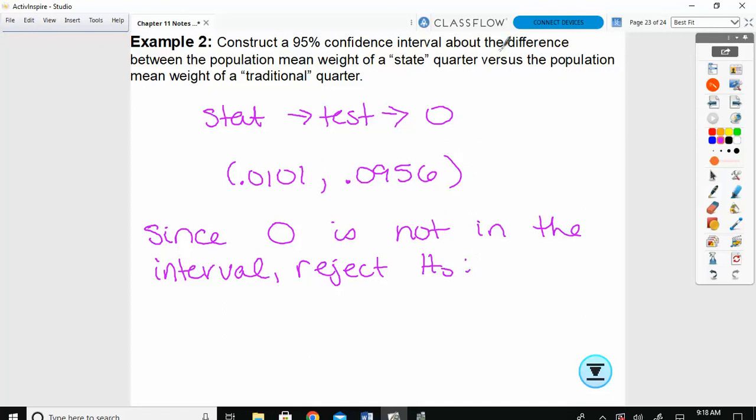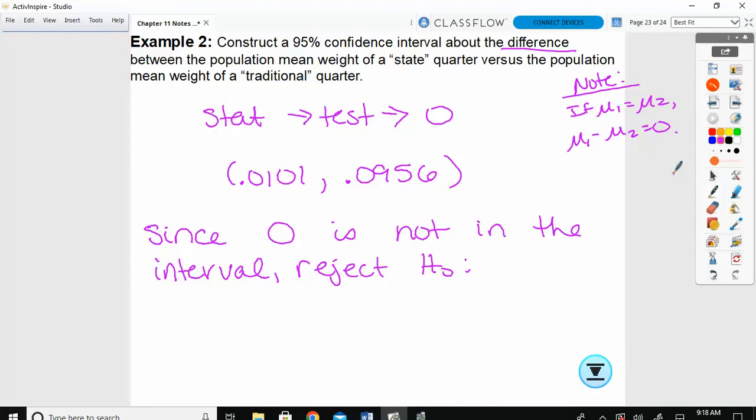This interval is talking about the difference between the two. So just like we said before, if they are equal, then when you subtract them, you should get 0. So we're always looking to see if the 0 is in our interval or not.